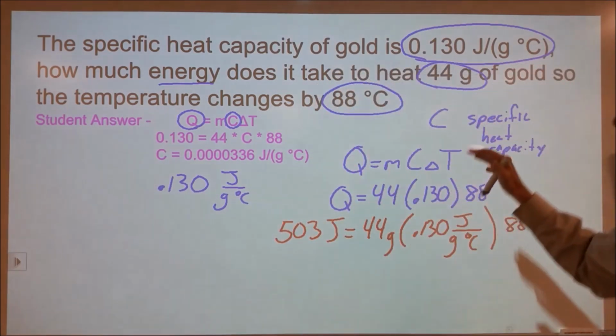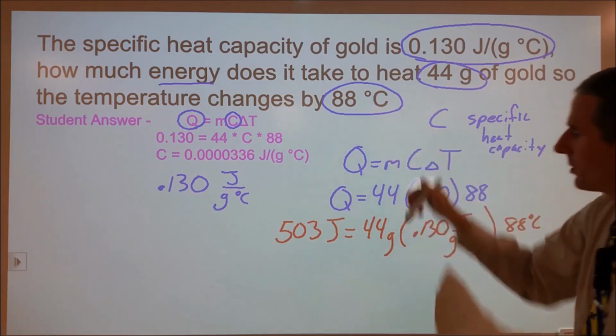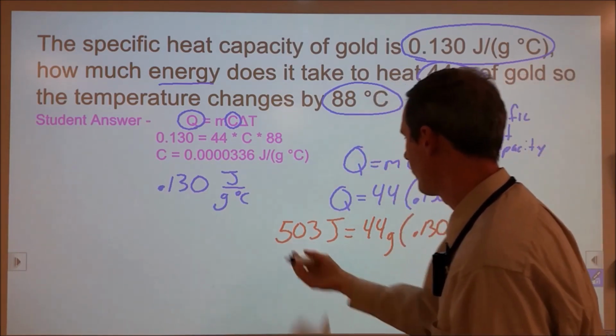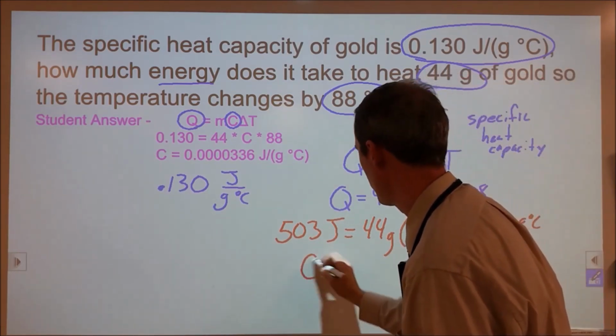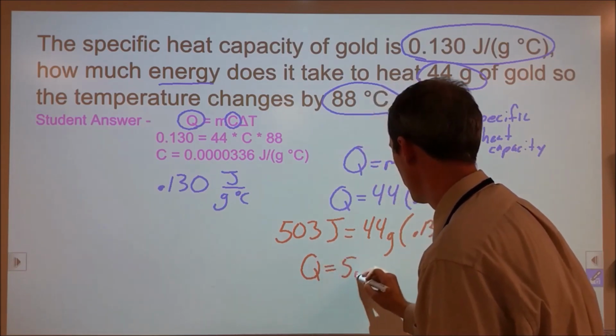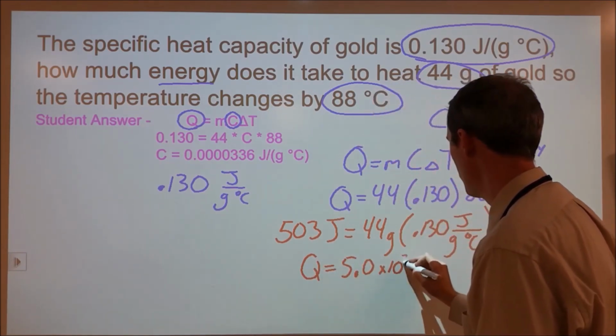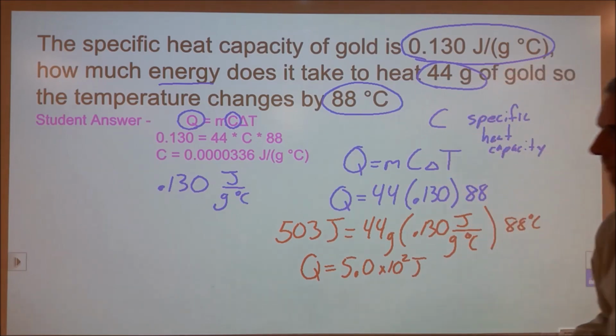And let's check our sig figs here. We have 3 sig figs, 2 sig figs, 2 sig figs. So we would round that to 500. We run into a little bit of challenge there. So we could change this to 5.0 times 10 to the 2 joules. Now, that's a mathematical approach, an analytical approach to what specific heat capacity is.